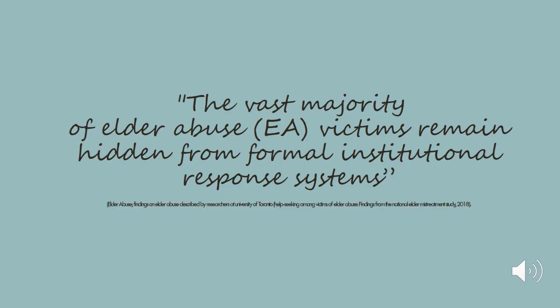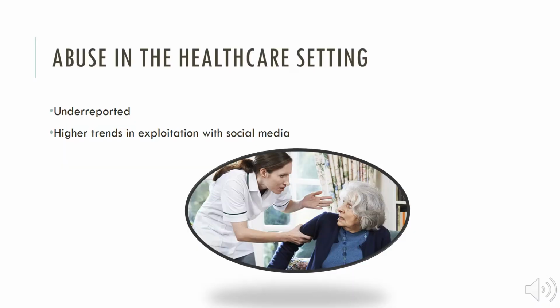The vast majority of elder abuse victims remain hidden from formal institutional response systems. Despite the fact that a vast literature exists on the quality of care in institutional settings, and that cases of elder abuse have been well documented in reports of governmental inquiries, ethnographic studies, and personal histories, there are no national data on the prevalence or incidence of abuse available, but only local data from smaller scale studies.